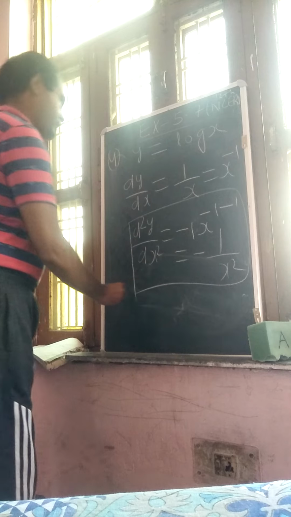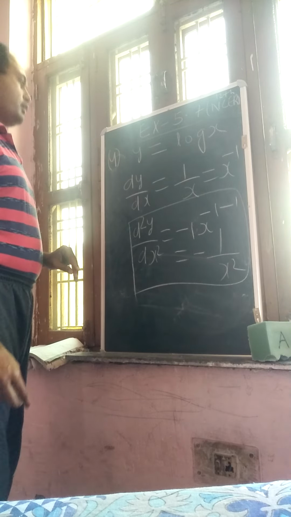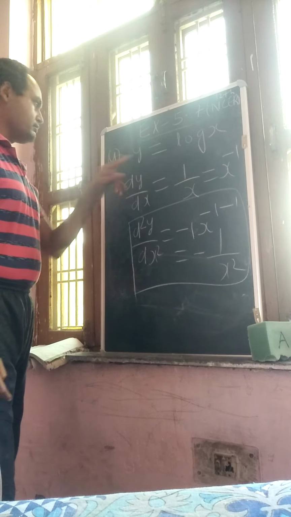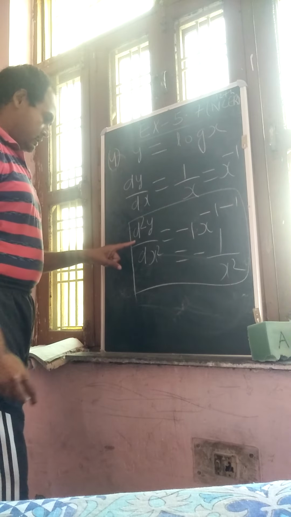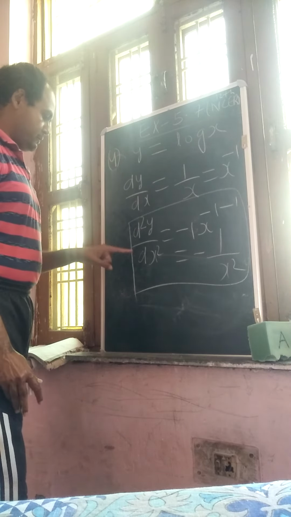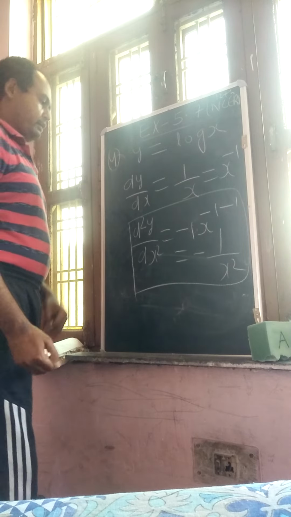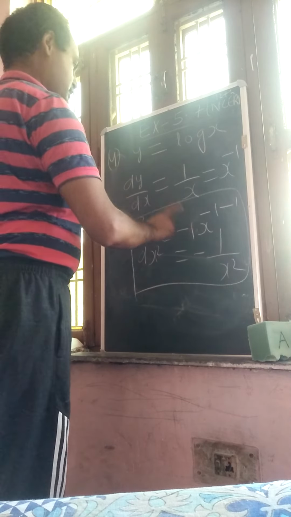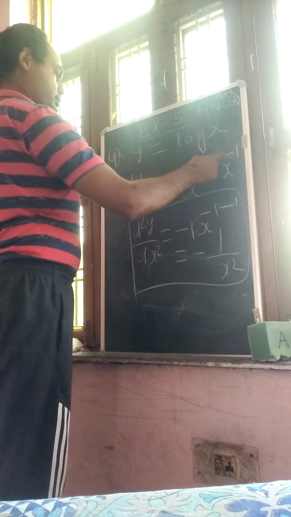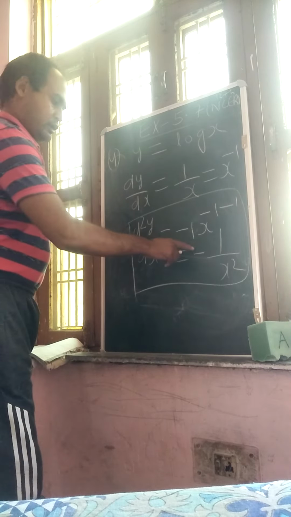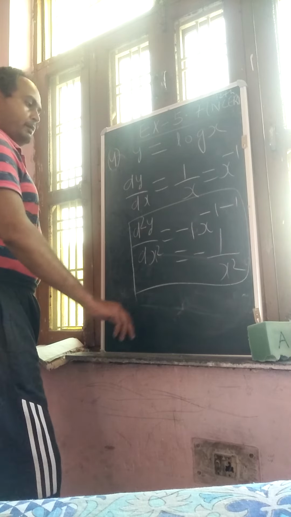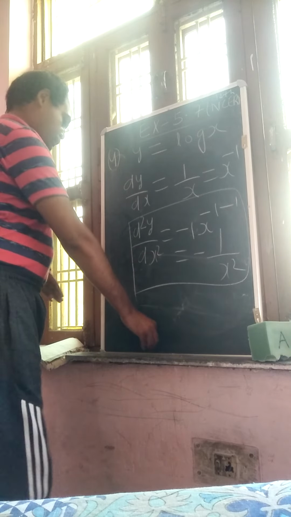And we have to explain. y equals log x, the first derivative dy by dx. The derivative of log x is 1 upon x, which is also x to the power minus 1. The second derivative is d2y upon dx square. This is the symbol of the second derivative. And minus 1 comes down by the algebraic formula, and x to the power minus 1 minus 1 is minus 2, so minus 1 upon x square. This is the fourth result.